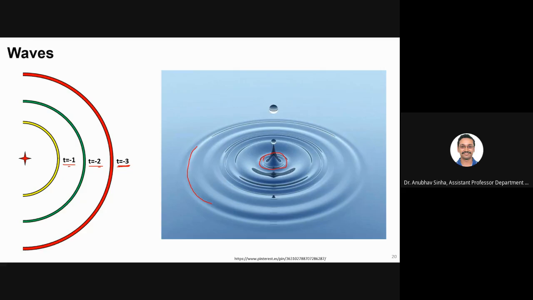Which wave generates first? Okay, yeah. Now let us look. Any doubt?